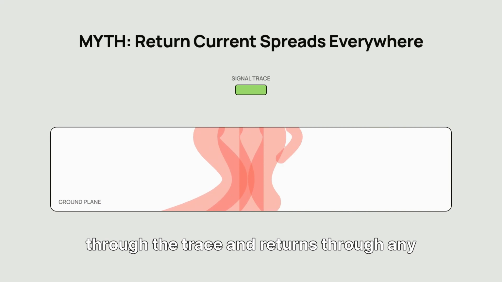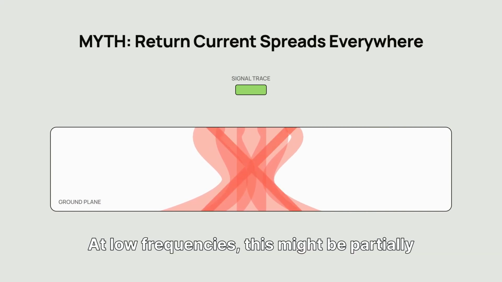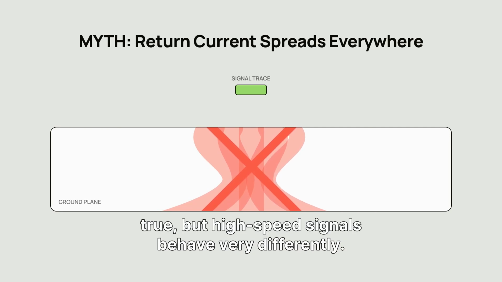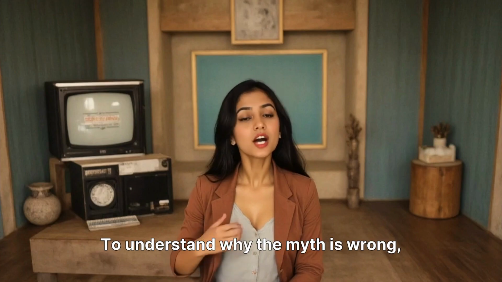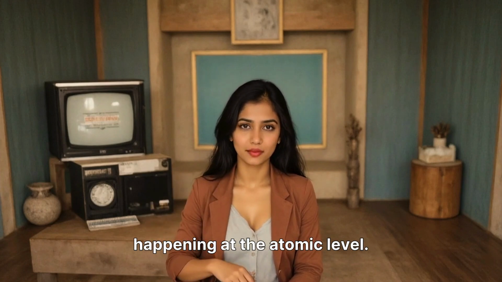Many engineers imagine that current simply flows through the trace and returns through any convenient broad path in the ground plane. At low frequencies, this might be partially true, but high-speed signals behave very differently. To understand why the myth is wrong, we need to look at what's actually happening at the atomic level.